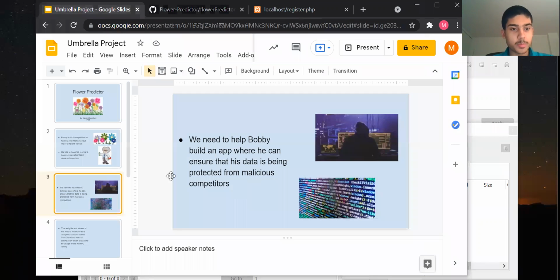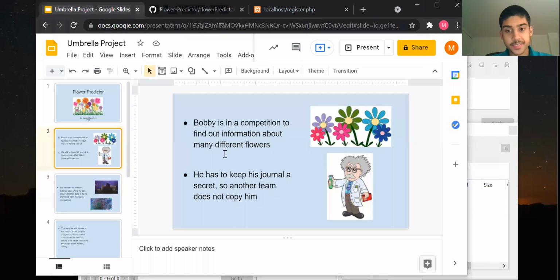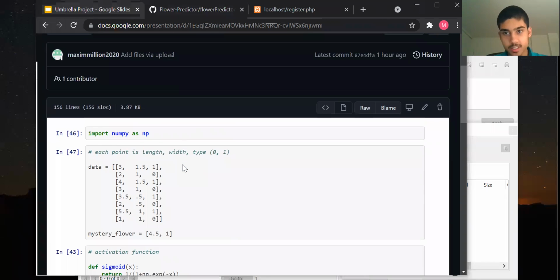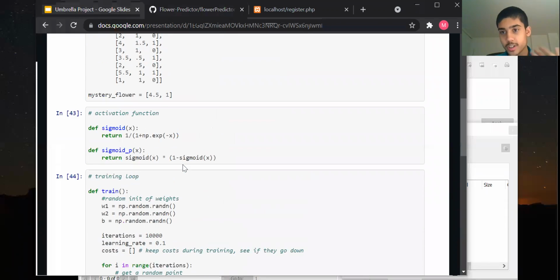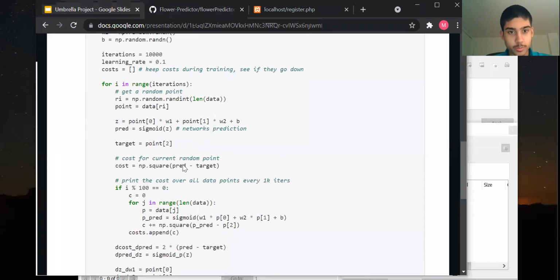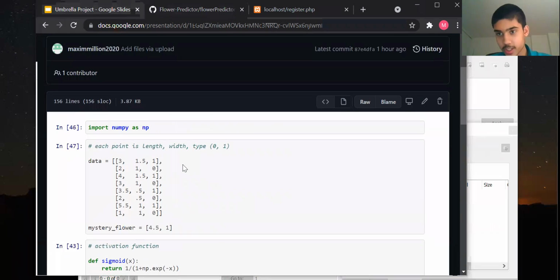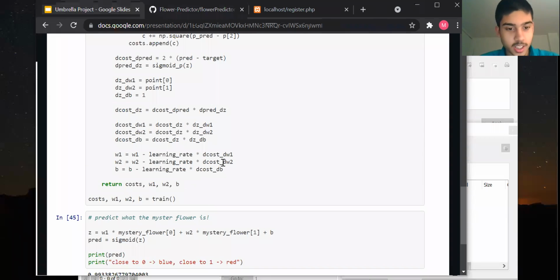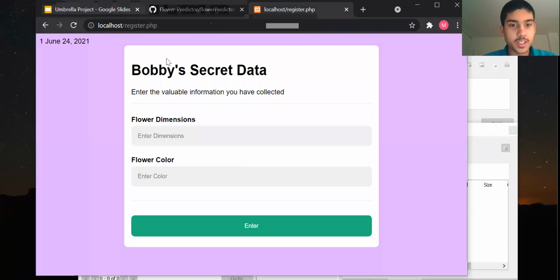So our friend Bobby can make an accurate prediction that this is going to be a red flower. Now that he has this really valuable information, he worked really hard to build this neural network, or at least we helped him build it. What we have to do is make sure that no other malicious hacker can steal his hard work. So we built a web application for him, which is incorporated with SQLite.